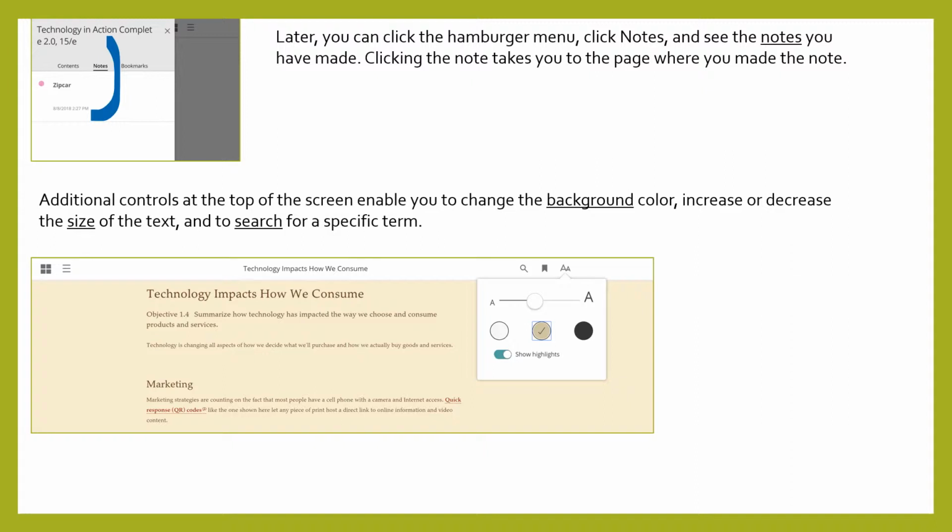Additional controls at the top of the screen enable you to change the background color, increase or decrease the size of the text, and to search for a specific term.